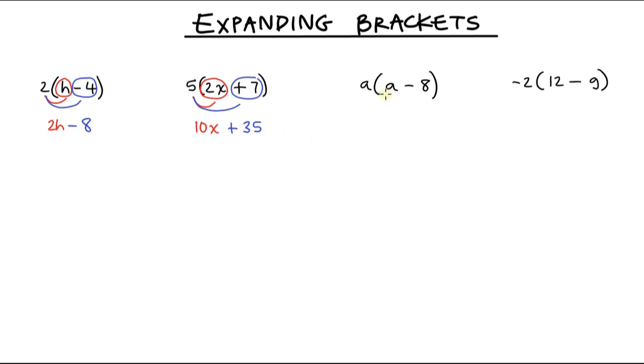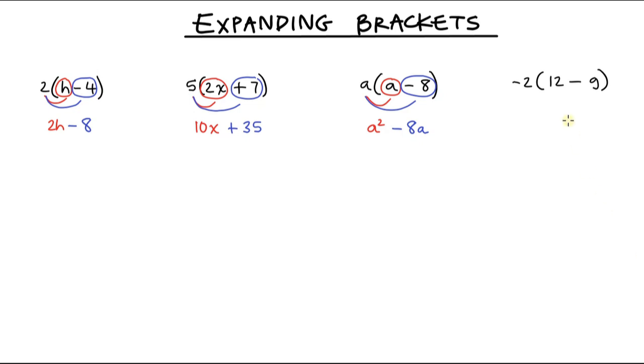Okay, the next one is a bit trickier because we've got 2 variables now. So we're going to take the a and we're going to first of all multiply it by the other a. And then secondly, we're going to multiply it by the negative 8. So a times a will give us a squared. Be really careful, it's not 2a, it's a squared. And then secondly, we're going to take a and multiply it by negative 8, which will be negative 8a. So we've got a squared minus 8a.